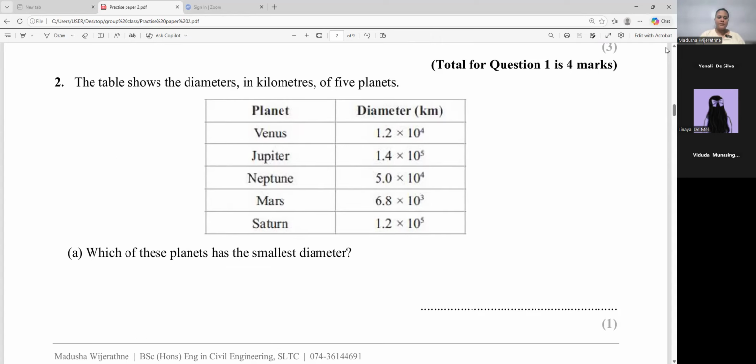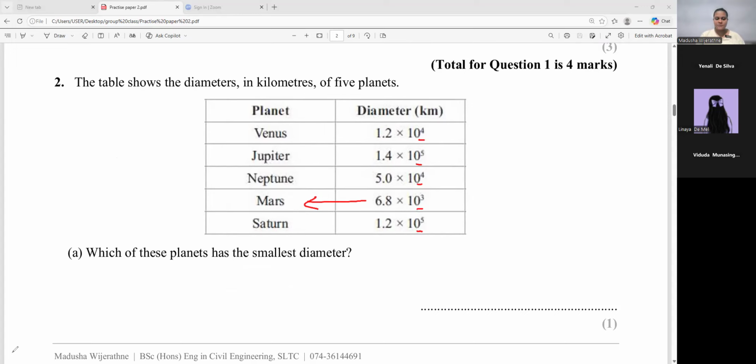Second question, the table shows the diameters in kilometers of 5 planets. Which of these planets has the smallest diameter? All are given in scientific notation: 10 to the power 4, 10 to the power 5, 10 to the power 4, 10 to the power 3, 10 to the power 5. From these ones, select the lowest power. Lowest power is 10 to the power 3.